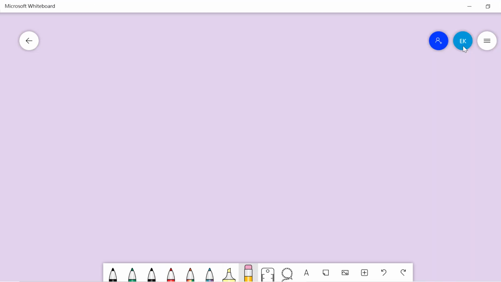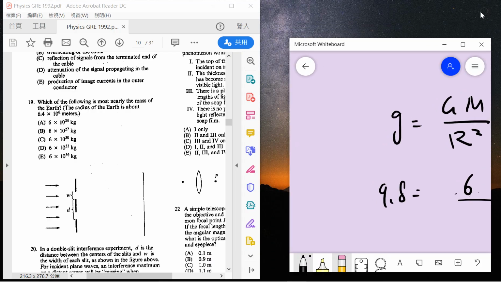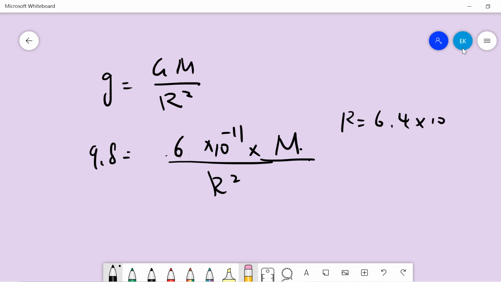So what we can solve is, we know this, right? We know that g is equal to GM over R squared, and we know g is 9.8, but we don't know M, and we know G. We don't know R, but the problem already tells us R. I think you use 6 is enough. So R is this one.